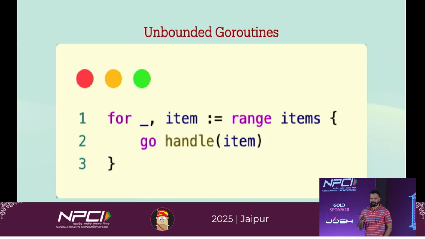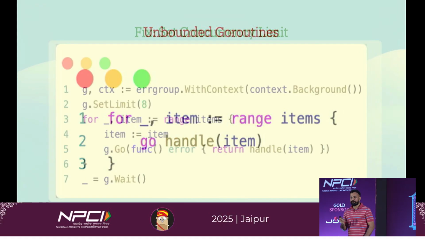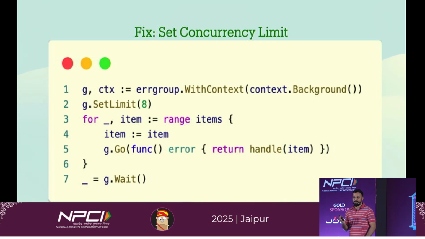What will happen is each one of these items will spin up a Go routine, which basically means they are using up system resources, and eventually you will end up facing an out-of-memory error or some other error. So how do we fix this? One way is to set a concurrency limit. If you see the snippet here, the limit is set to 8, which basically means at any given point in time, the maximum number of Go routines that can be running would be 8.